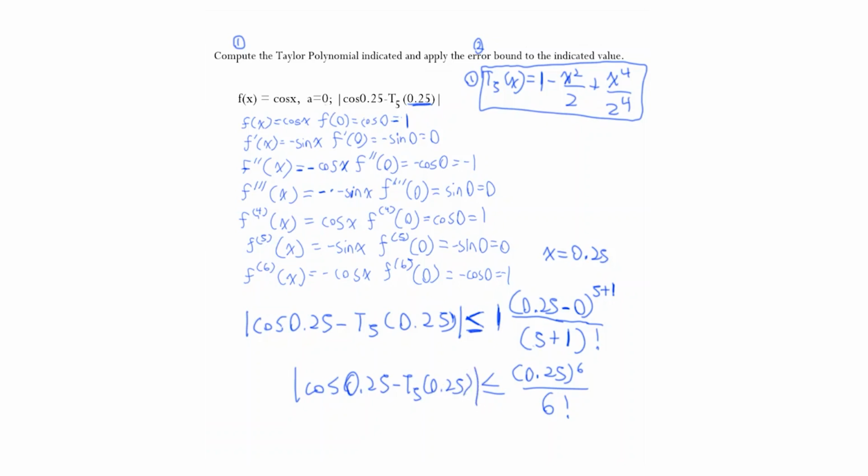Now, if you want to find the decimal equivalent of this, you can take out your calculator and solve this out. And after solving that, you're going to get a really small error. So I got approximately 0.000000339. And that is the final error.